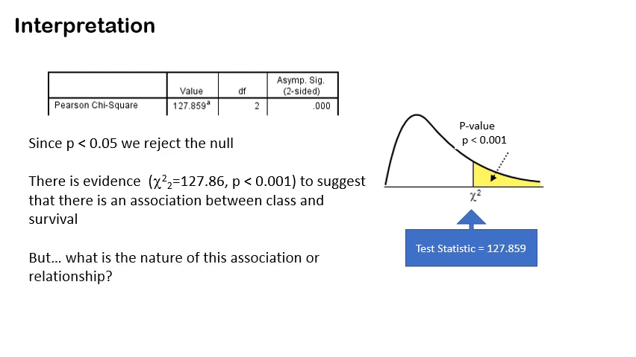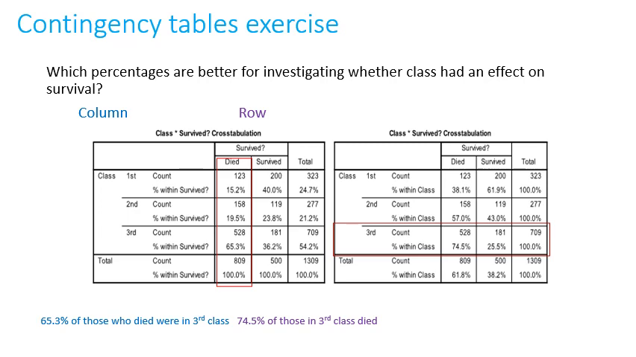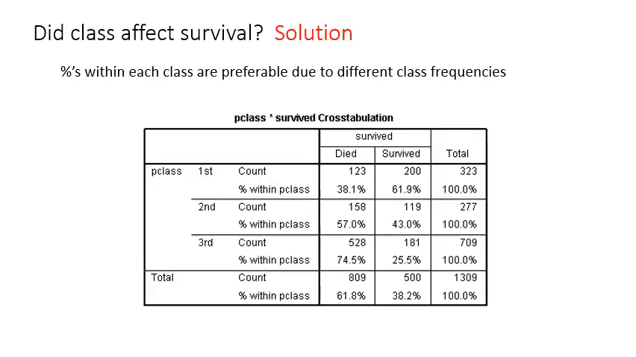Okay, but what is the nature of this association of relationships? So how are we going to determine the nature of association of this relationship? We're going to make a table, I mean a graph. Okay, so you have the contingency table. Look at those who died and look at those who survived. Okay, so take note of the percentage.